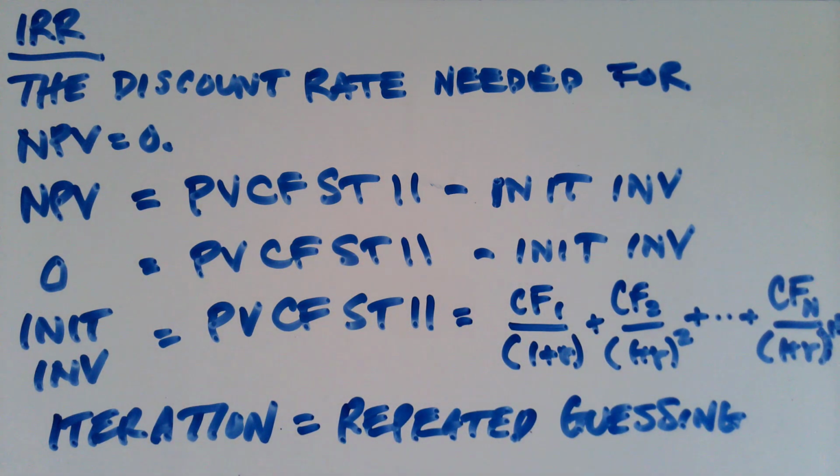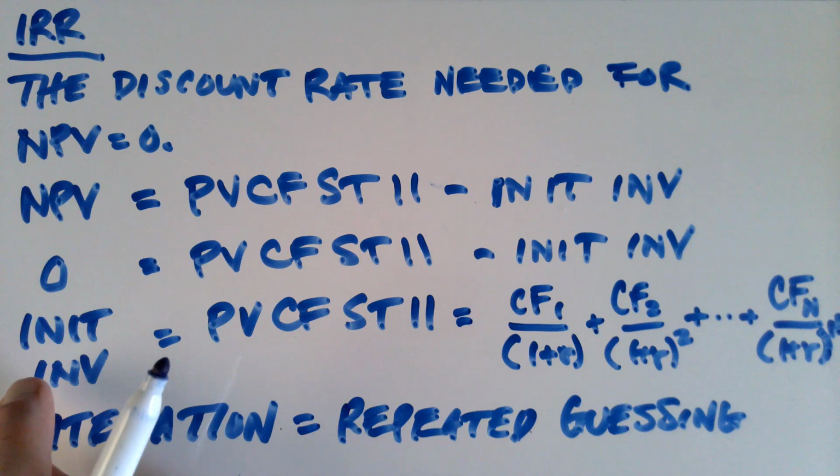How can I make this work? Well, we can start out by guessing a value for r. Let's say 10%. And if 0.10 plugged in there for r causes this piece to be less than the initial investment, we know we had guessed too big. So what would we do next? Well, since we guessed too large, let's try guessing smaller. So let's go with 7% or 0.07 here.